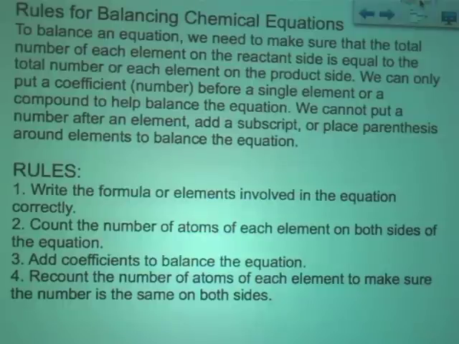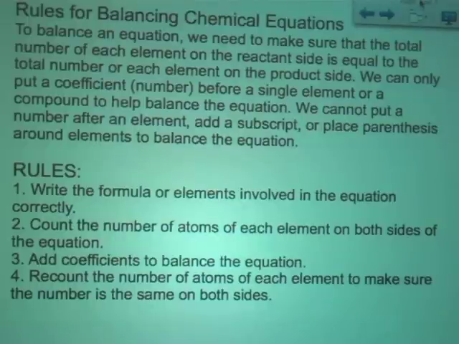So basically, here are fundamental rules for balancing chemical equations. Number 1, write the formula or elements involved in the equation correctly. Number 2, count the number of atoms of each element on both sides of the equation. Number 3, add coefficients to balance the equation. And then finally, number 4, recount the number of atoms of each element to make sure the number is the same on both sides.